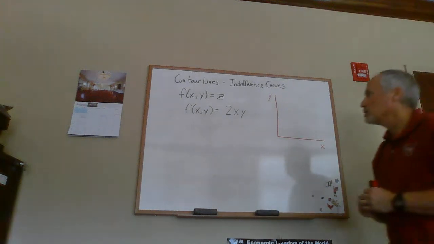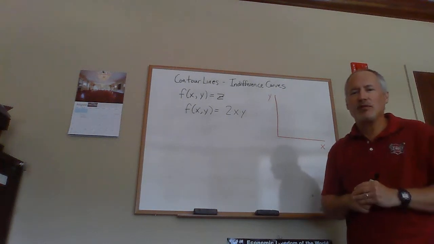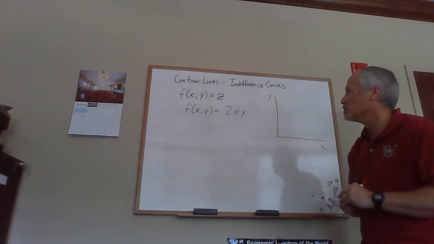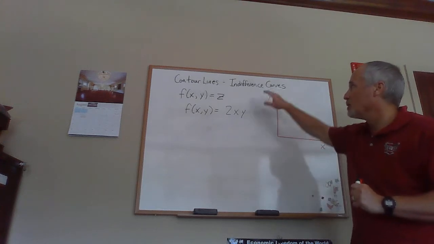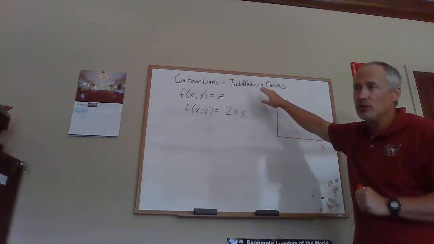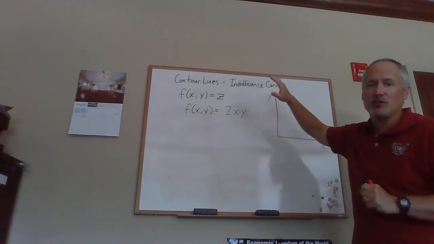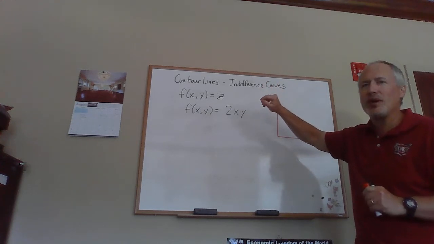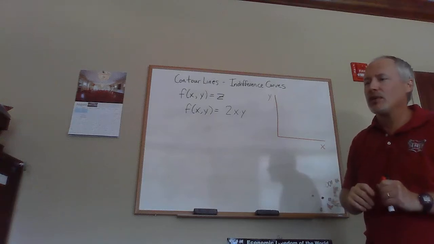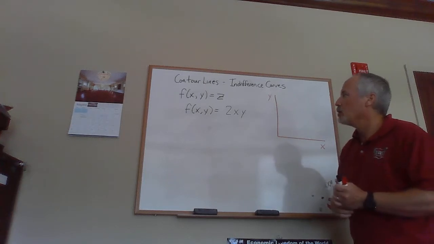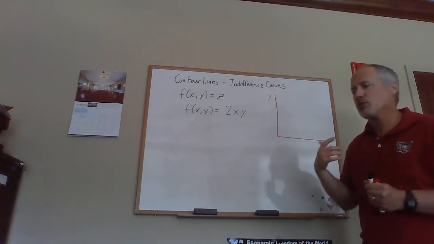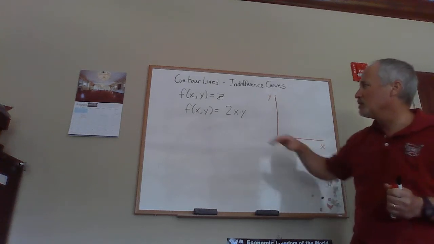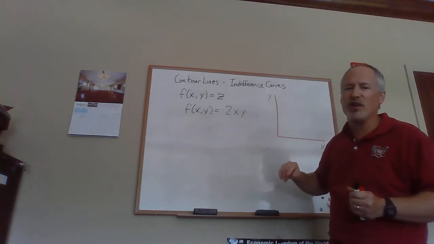Okay, so this video is going to cover the topic of contour lines from the appendix to chapter 1. We're also going to use this in chapter 2 when we talk about indifference curves of a utility function. We're not quite there yet, so we're just going to talk about contour lines in general. Now, contour lines are relevant when we're talking about functions of two or more variables.